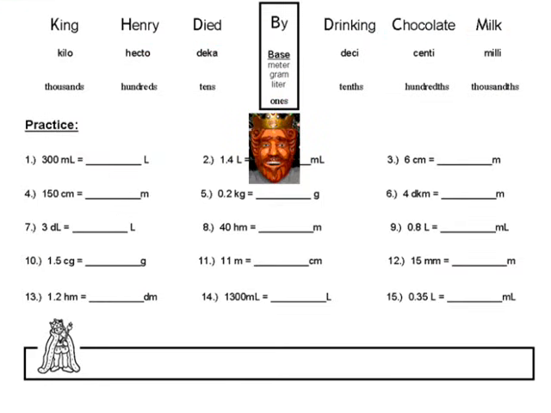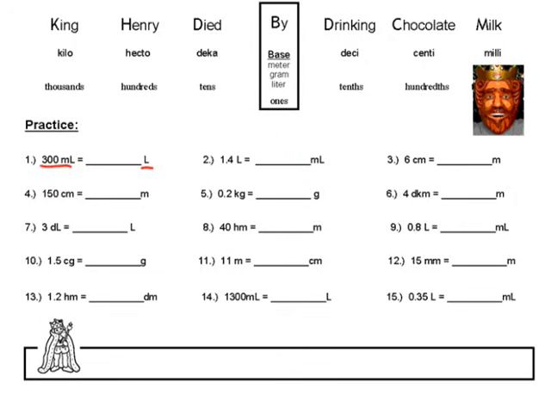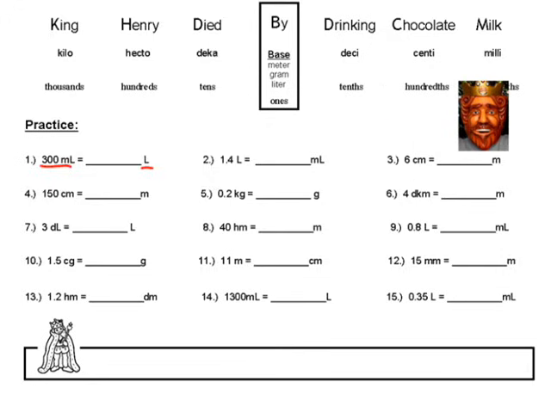So here we're being asked to convert 300 milliliters into liters. So what I'm going to do is take my finger and start at milliliters, which is here, and we're being asked to change it into liters, which is here. So I would have to move 1, 2, 3 spots to the left. So I'm going to take my decimal and move it 3 spots to the left, which would give us an answer of 0.3 liters. And that's your conversion.